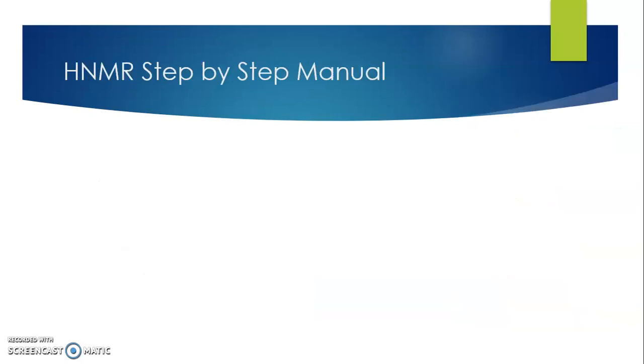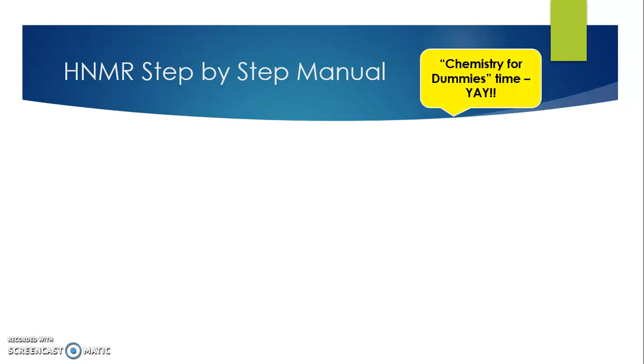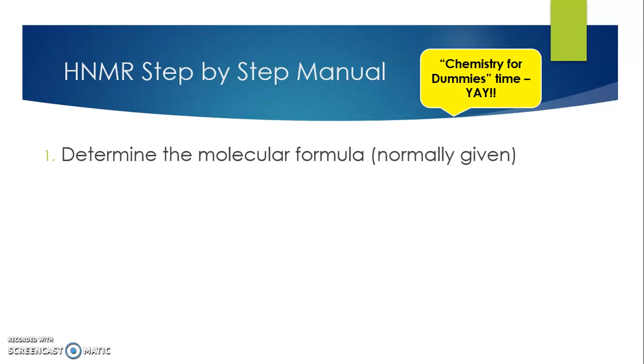Okay? So, HNMR step-by-step manual. Yes, ladies and gentlemen, it is chemistry for dummies time. Okay, so there are 4 steps basically. First of all, determine the molecular formula, which is normally given. And in fact, in most cases, a molecular formula needs to be given using a mass spec. And we'll talk about that later.